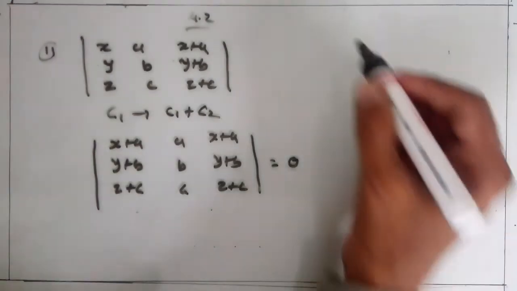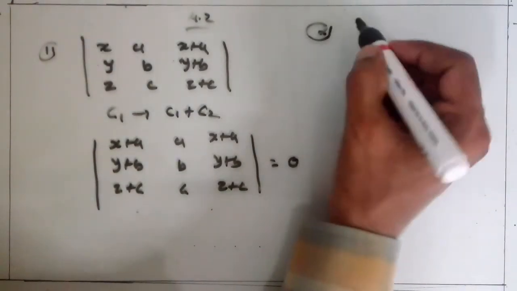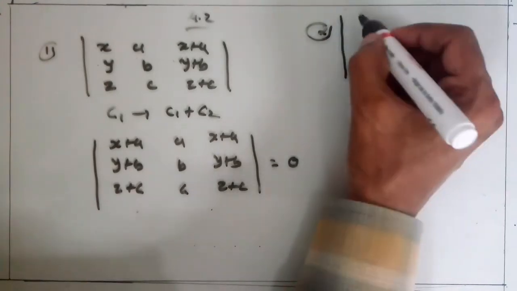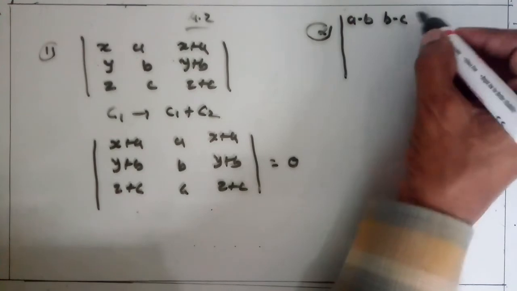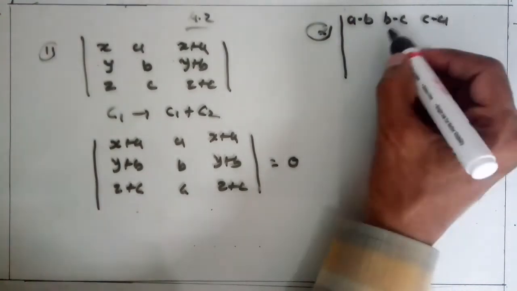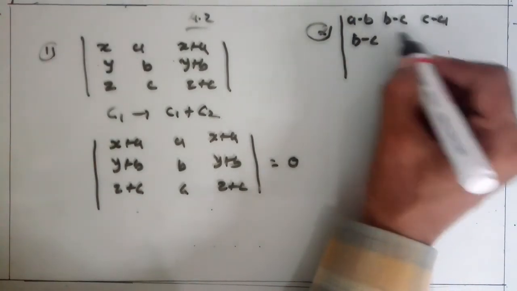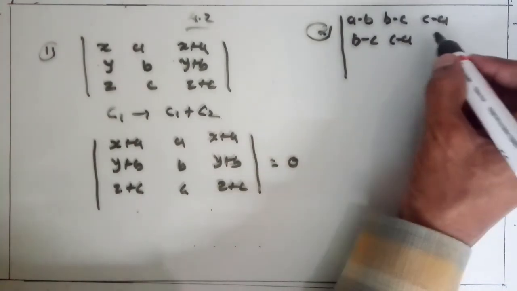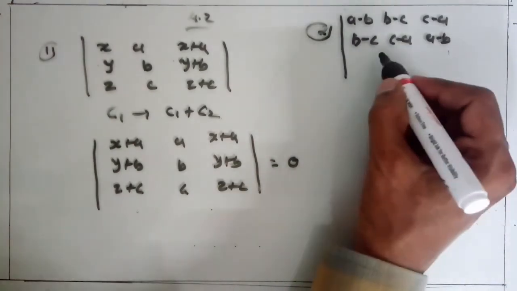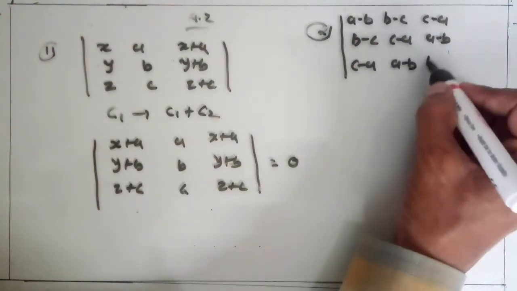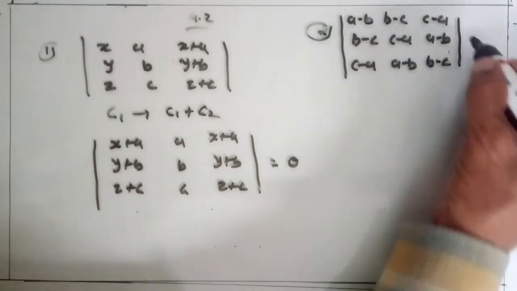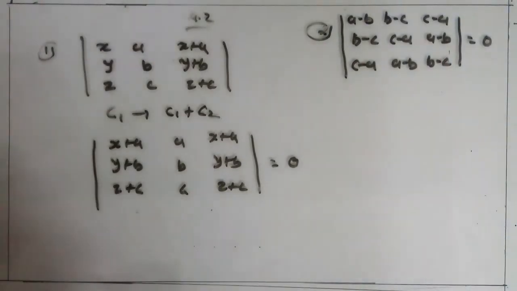Clear? Similarly, question number 2: a minus b, b minus c, c minus a, b minus c, c minus a, a minus b, c minus a, a minus b, b minus c is equal to, prove that 0. Think how to prove this.